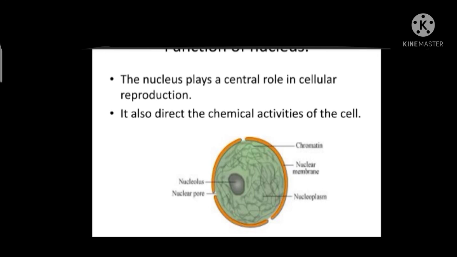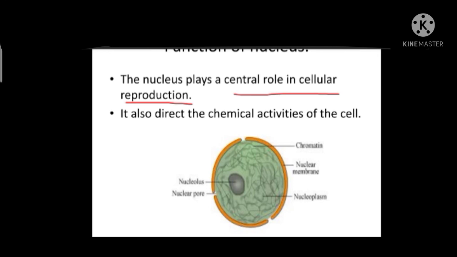Next is the function of the nucleus. The nucleus performs mainly two functions. What are the two main functions performed by the nucleus? One is it plays a central role in cellular reproduction. What do you mean by cellular reproduction? It is nothing but cell division. So it controls the cell division. It decides how the cell has to divide, when it has to divide, and to form two daughter cells. So the nucleus plays a central role in cellular reproduction.